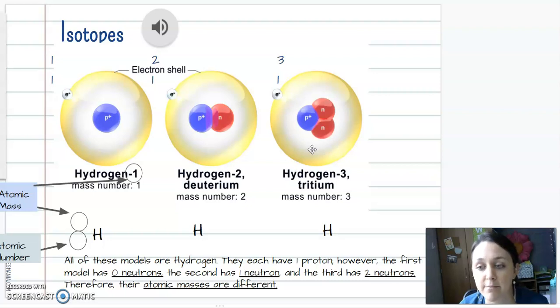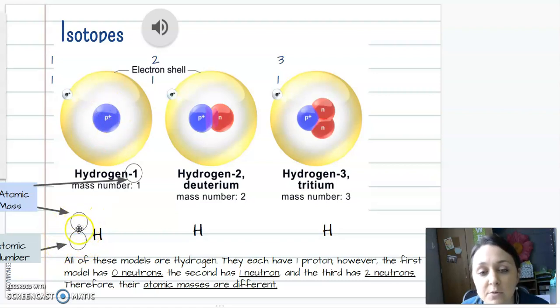So remember how we find the number of neutrons? We do atomic mass minus atomic number. And you can see here, atomic mass 3 minus atomic number 1 is 2. We have 2 neutrons. Atomic mass 2 minus atomic number 1 gives us 1 neutron. Atomic mass minus protons, 1 minus 1 is 0, and you notice we have 0 neutrons. So the way they write this is they'll take their atomic mass, they'll put it on top, and it'll be a bigger number, and they'll take their atomic number and put it on bottom.